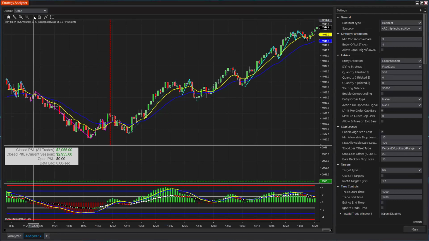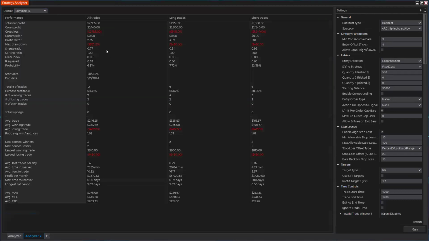Cool. Okay, let's go here. Yeah, 2.35, 12 trades over 2 weeks. It's 1.5 trades a day. So it's a little light, but it's only one instrument. So you could run multiple instruments, obviously, and get more trades that way.